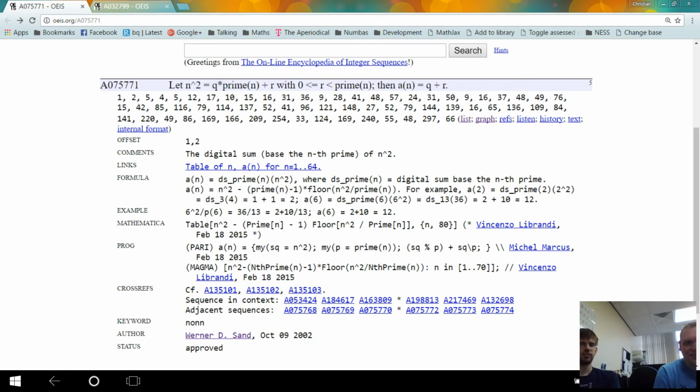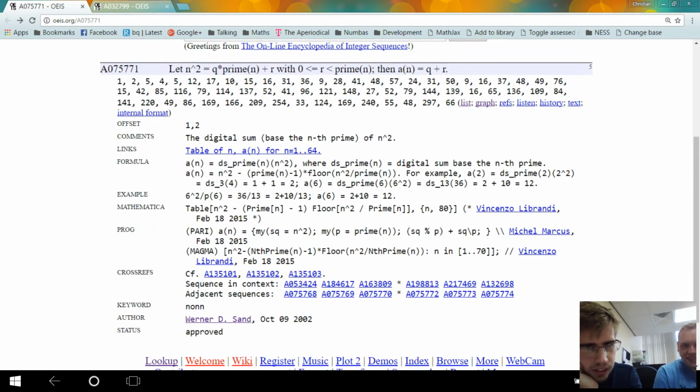I can't see 3 anywhere. Could it never be 3? So 2 times the prime plus 1. I think this needs way more terms. Where are the keywords? Non-negative. It hasn't got more written on it. I want to plot like a million of those. Okay, we'll do that later.